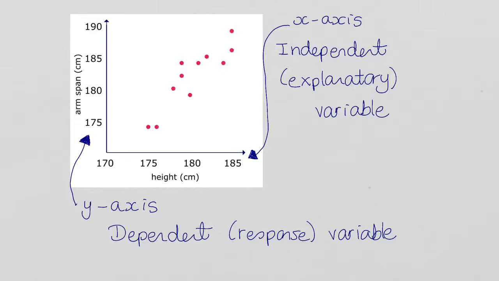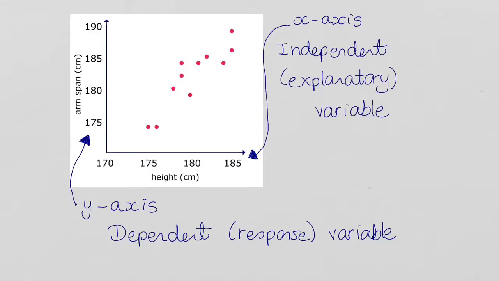So we've got some posh new words here as well that you may not have seen before. The x-axis is the independent variable, and you'll also see the word explanatory. The y-axis is the dependent variable. So this depends upon this, and we call it the response variable. So we've got specific names for these now.